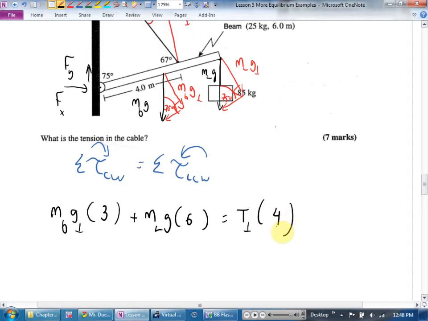Better? Okay. Alyssa glances down. No, she's okay. Sorry, but I gotta teach. Which trig function? Yeah, this time it's going to be opposite over hypotenuse. It's going to be sine. It's going to be mass of the beam g sine of 75 times 3 plus mass of the load g sine of 75 times 6. That equals tension perpendicular times 4. I'm going to divide by 4 right now.